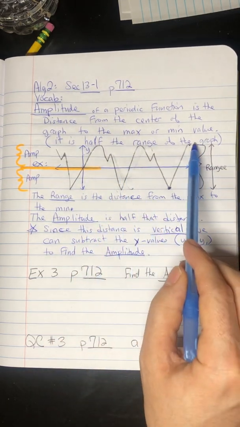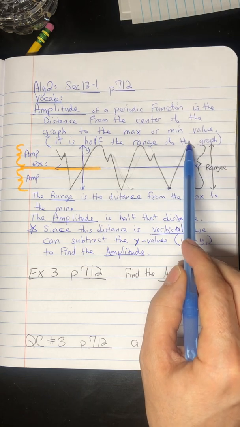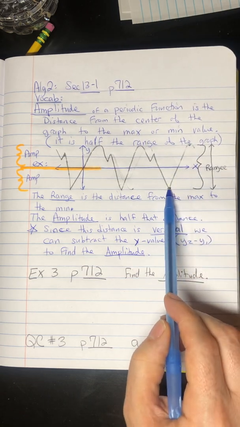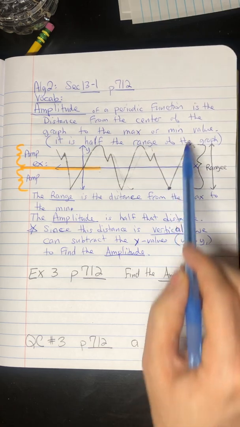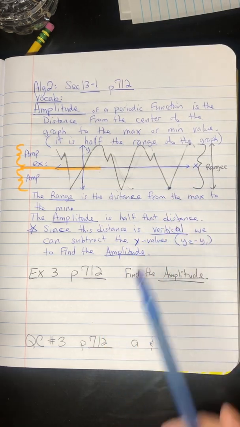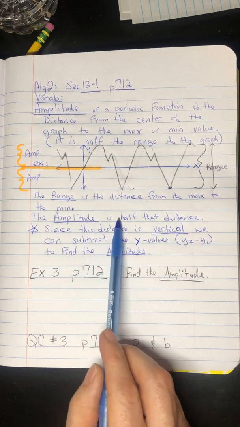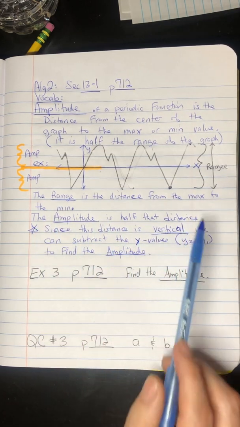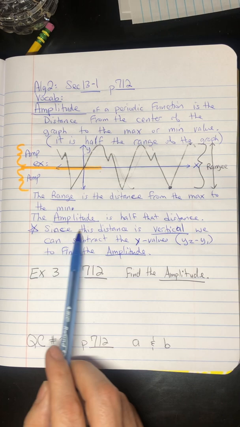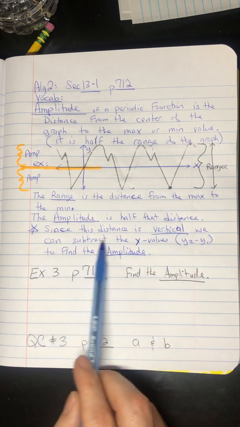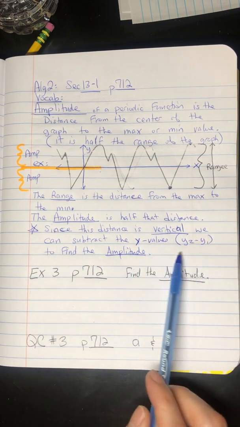Or you can just find the range: the max minus the min will give you the whole distance, and to find half of it, you divide by 2. The range is the distance from the max to the min. The amplitude is half that distance. Here I wrote down, since the distance is vertical, we can subtract the y values, y2 minus y1, to find the amplitude.